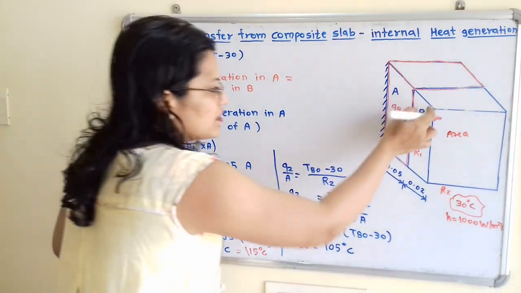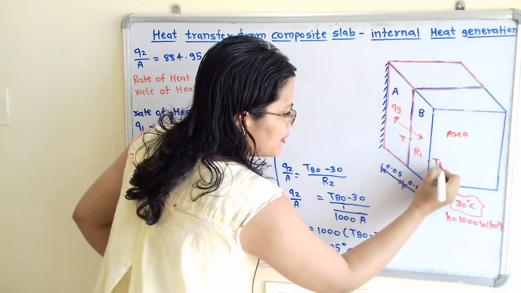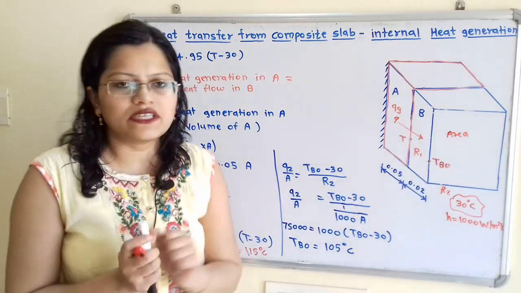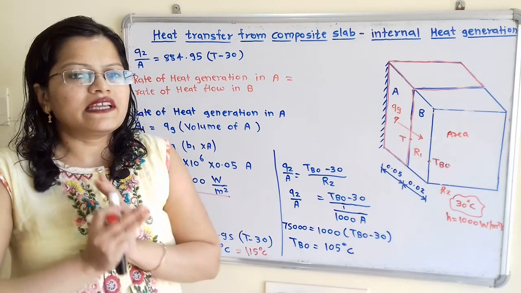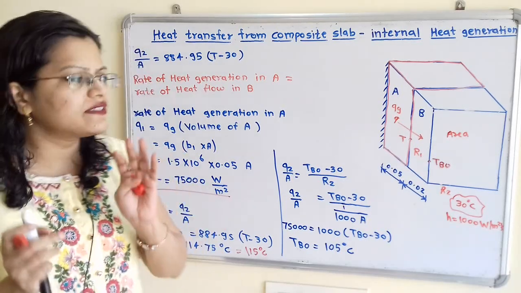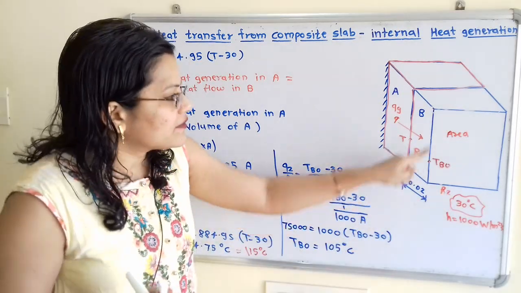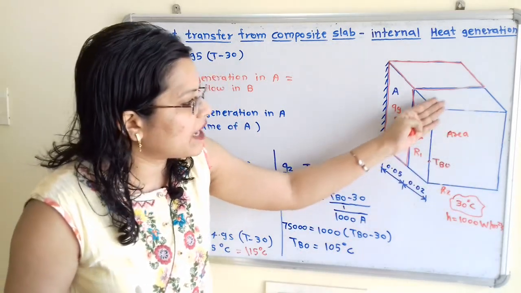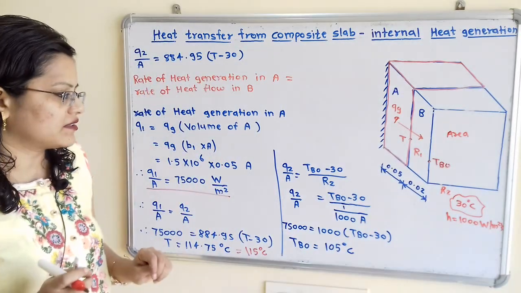So for this outer face we will say this temperature will be TBO. Now we have to find out this temperature TBO. Now for this material B there is no internal heat generation, so we will simply use this resistance R2, and this area of the outer face is in contact with water at 30 degrees Celsius.